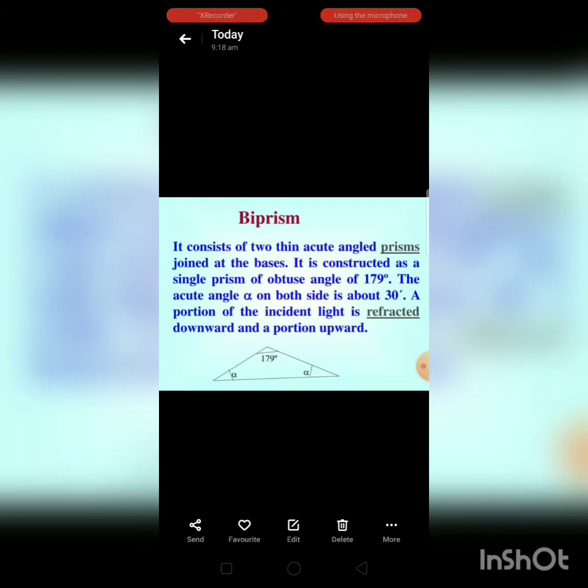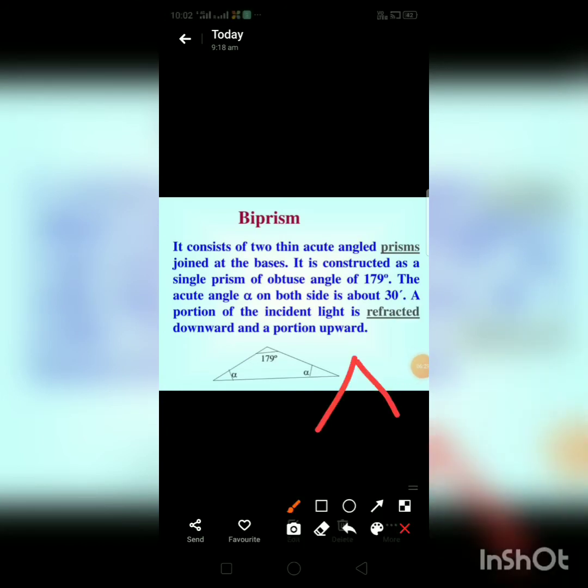We will see this in the next slide. All of you see once again how the prism looks.